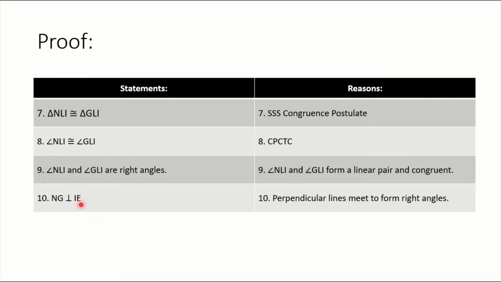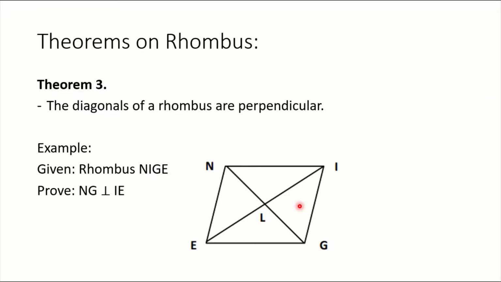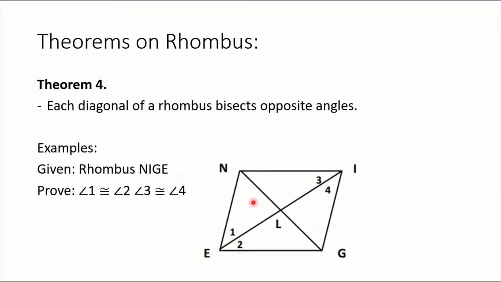Next, NG is perpendicular to IE. Perpendicular lines meet to form right angles. Okay? That is the meaning of perpendicular. Therefore, we have proved that the diagonals of a rhombus are perpendicular. Ibig sabihin 90, 90, 90, 90 po. Okay? So, yun yung angles niya.